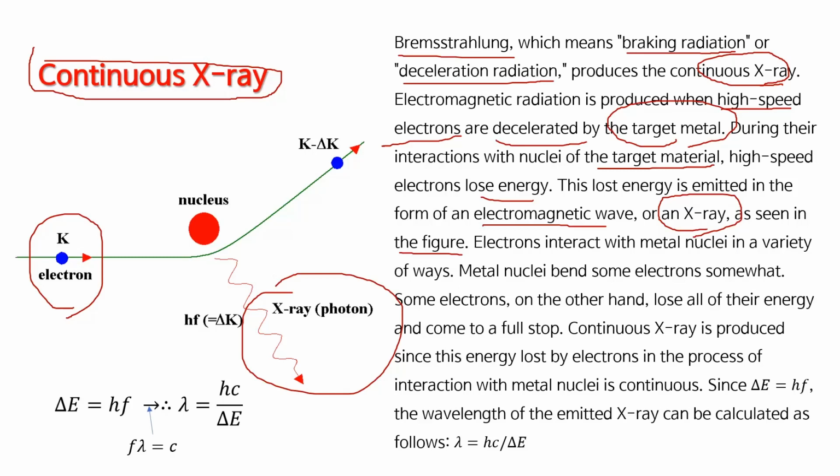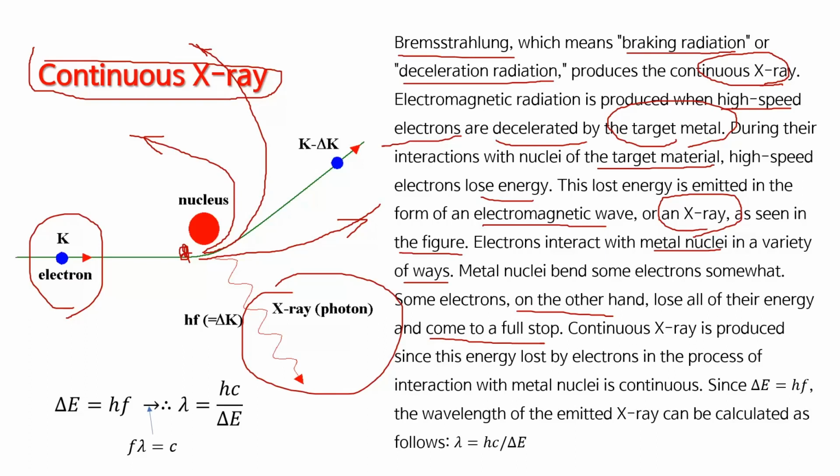Electrons interact with metal nuclei in a variety of ways. Metal nuclei bend some electrons a little bit. Some electrons, on the other hand, lose all of their energy and come to a full stop here. Some electrons will be bent in this way, or even more, and some electrons will just pass through the target material.